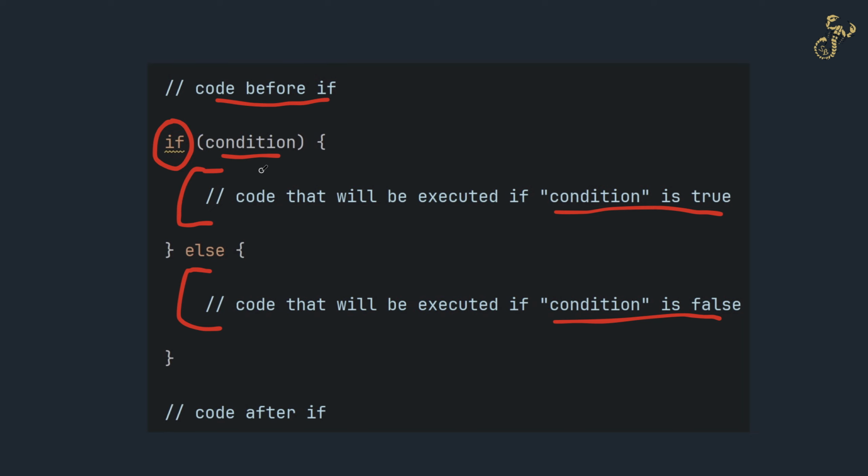So, the value of the condition decides which code block will be executed. If the condition is true, we will execute this code block and we will skip this one. On the other hand, if the condition is false, we will skip this part of the code and we will execute only this part.